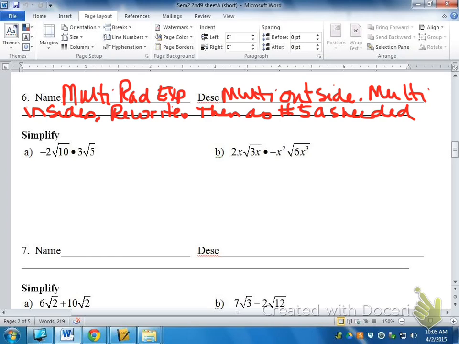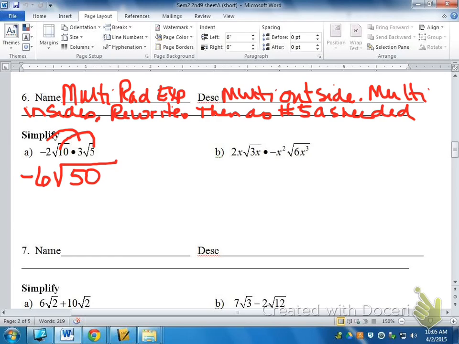Negative 2 radical 10 times 3 radical 5. So the outsides mean that I'm going to take negative 2 times positive 3. So what's that? Negative 6. Now I put my radical sign and I multiply the insides. 10 times 5, 50. So negative 6 radical 50. But here's the deal. We have to do number 5 as needed.